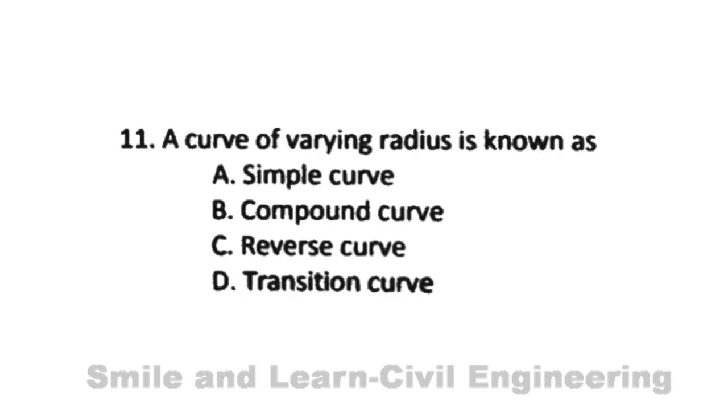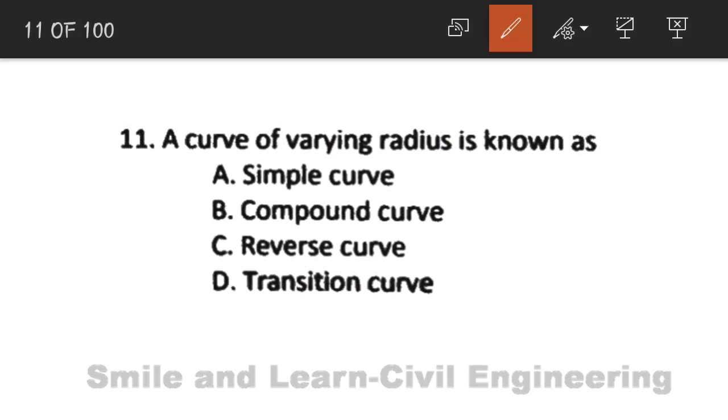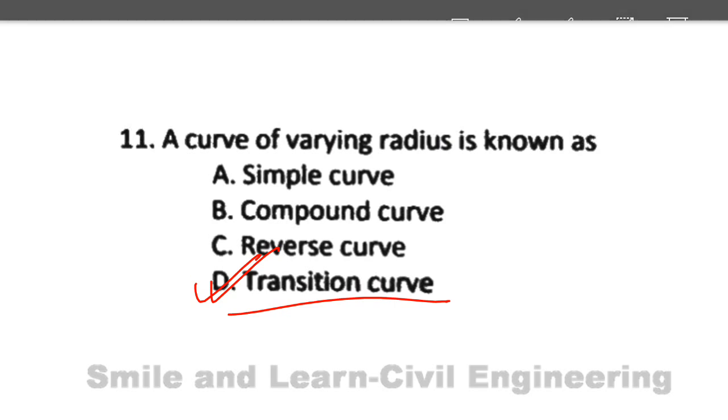A curve of varying radius is known as, so this is nothing but a transition curve, we all know, because the name transition is given, and from the name itself it indicates that it transits from a horizontal to a circular curve. But if it transits suddenly, then there is a chance of overturning. So in order to introduce that circular curve, transition curve is provided.